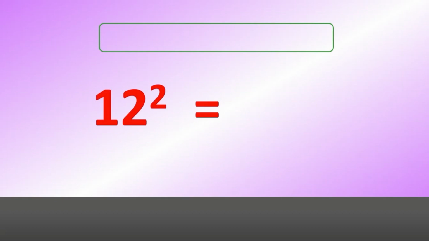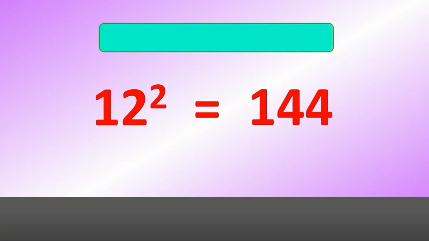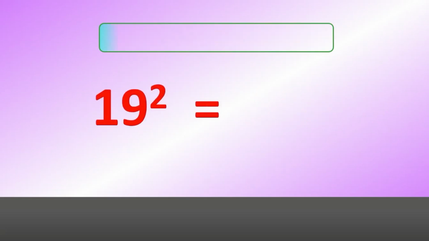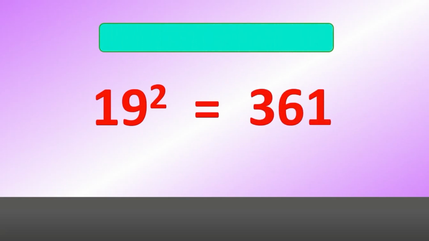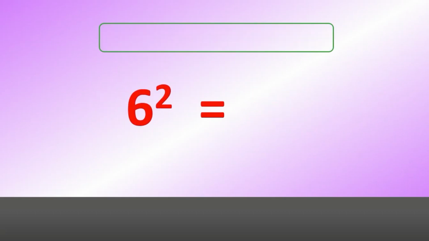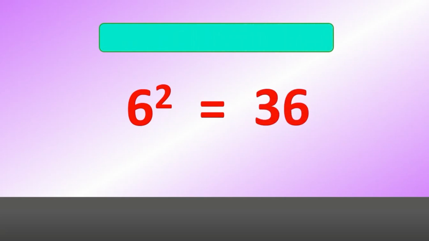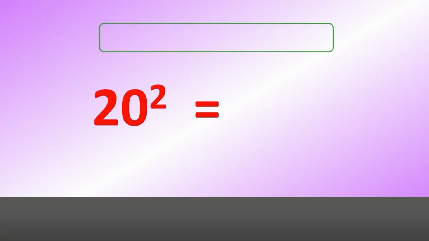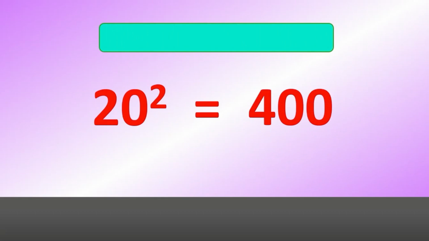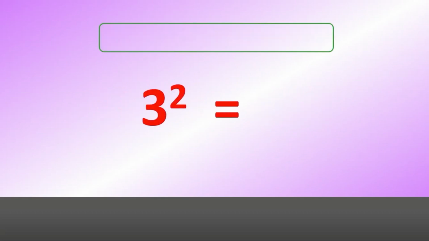12 squared is 144. 19 squared is 361. 6 squared is 36. 20 squared is 400. 3 squared is 9.